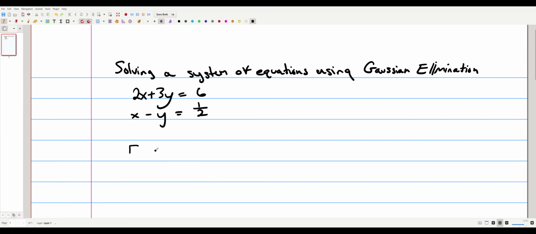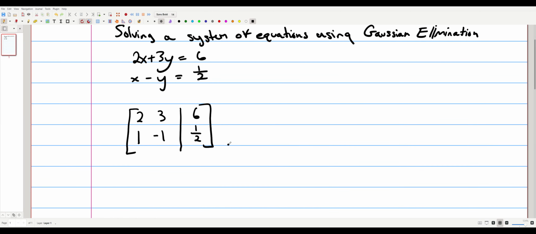And so we have a 2 in front of the x, and then a 3 in front of the y, and then the line for the constants, and then a 6, a 1 for the x, a -1 for the y, and a 1/2. And so we're basically only focused on this part of the matrix, and whatever happens to the right side is just what happens. This is kind of not what we're focused on too much.